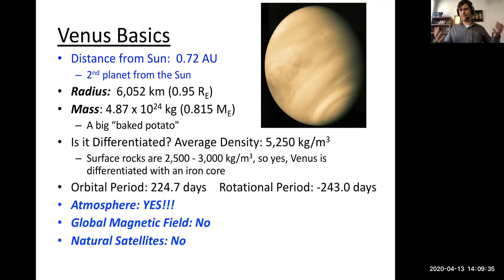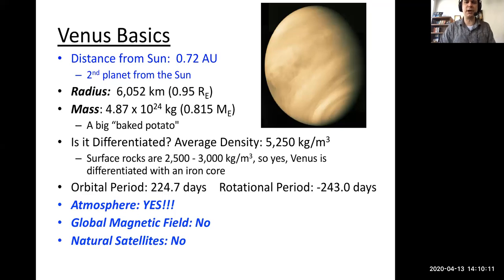It is a big baked potato. Based on that idea alone, over the past 4.5 billion years, it being the same size as Earth, just a little bit smaller, we'd expect that it still has a liquid part of its outer core that's made out of metal. Can we determine if it's differentiated? Well, we can look at the average density. It's a little bit lower than Earth's at 5,250 kilograms per cubic meter. We know what types of rocks are on the surface. The USSR was able to put a lander on the surface, several landers on the surface.